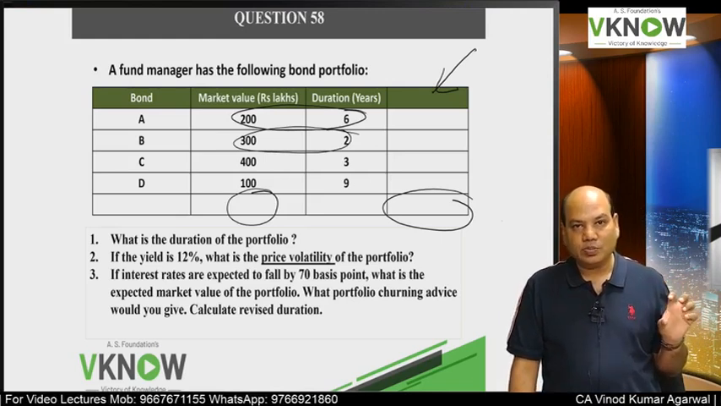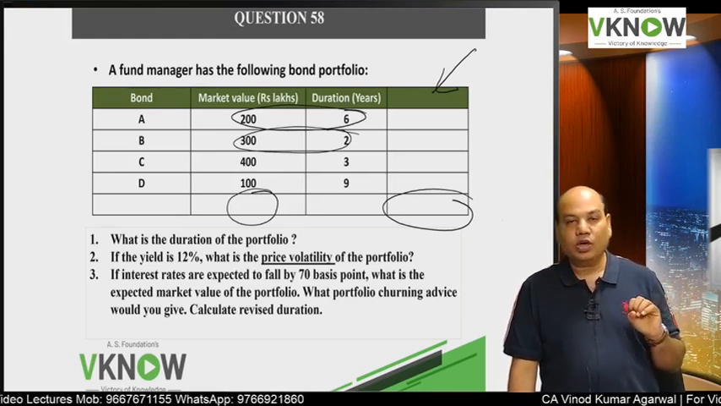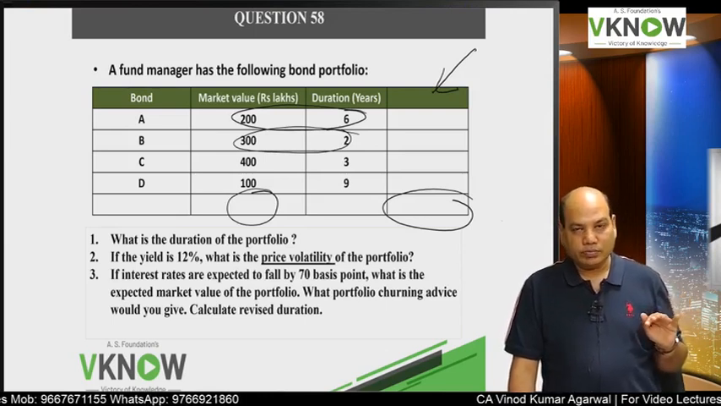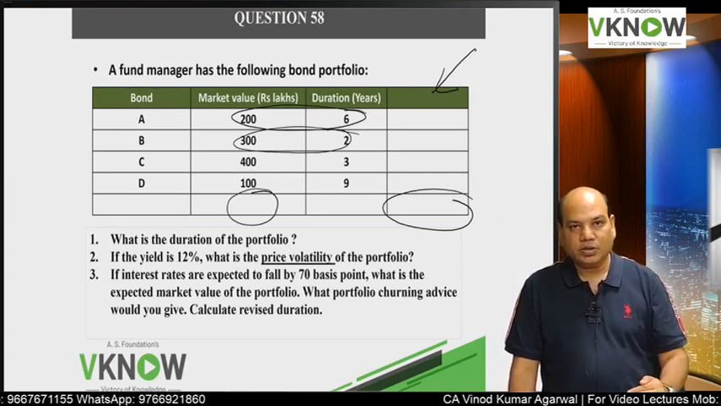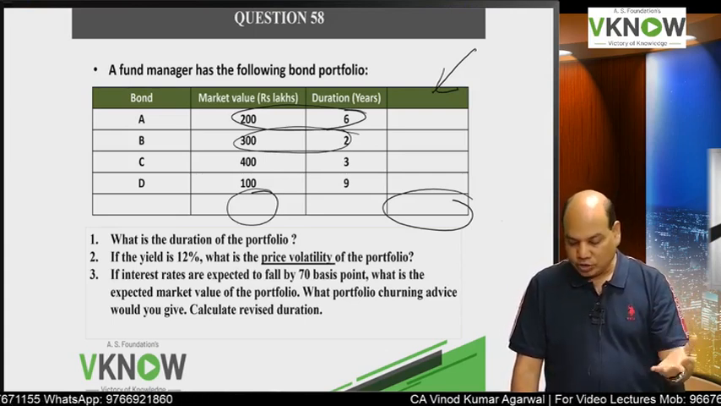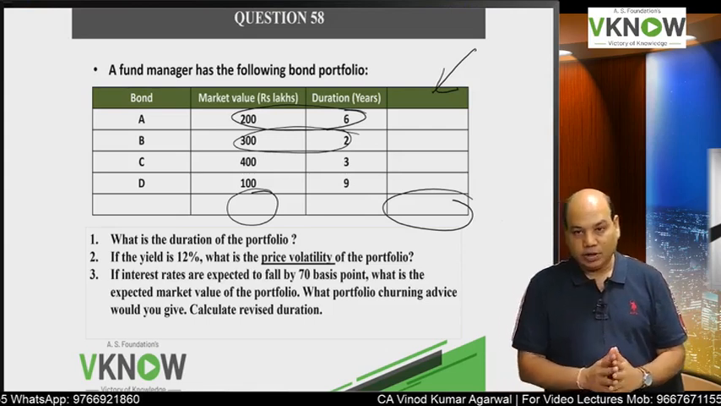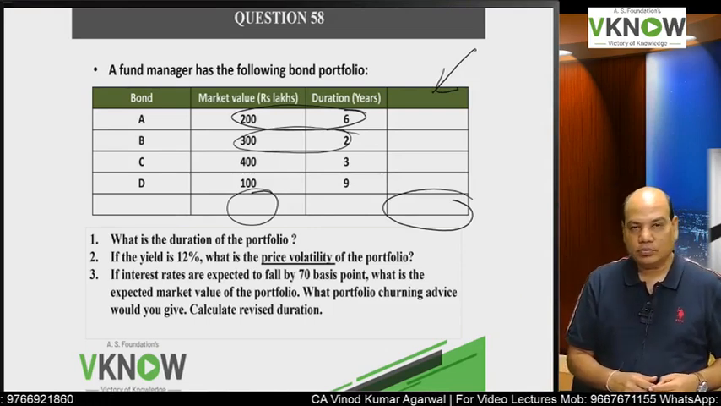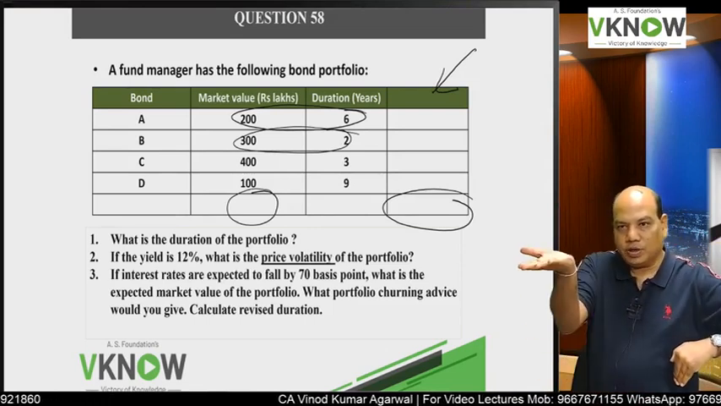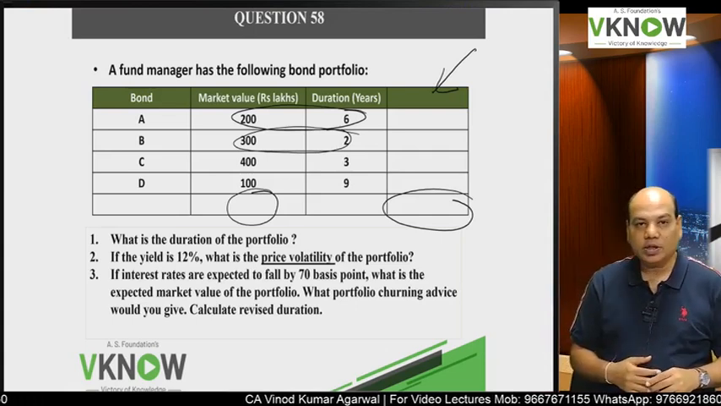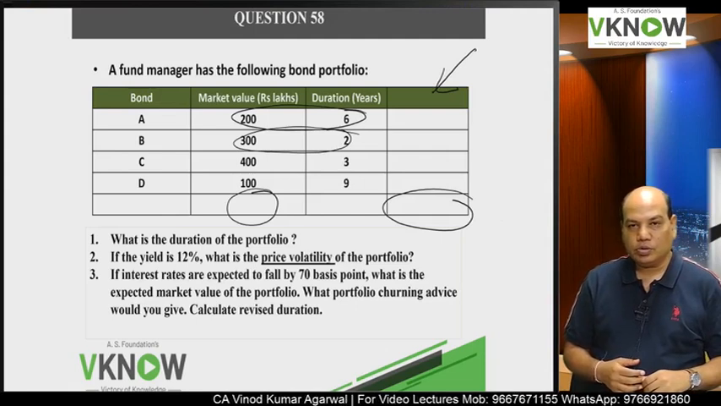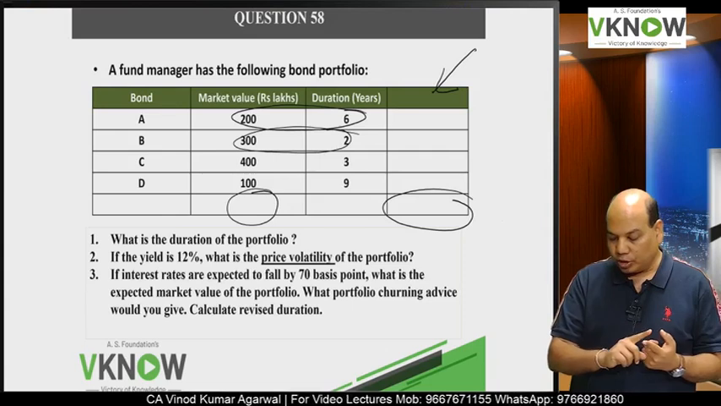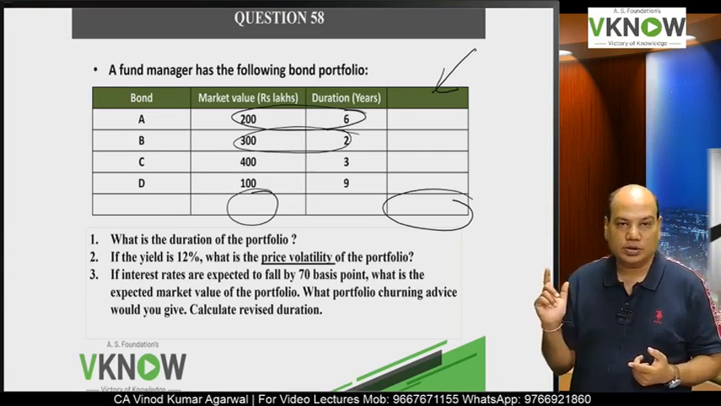If the yield is 12%, means YTM is 12%, what is the price volatility of the bond? You have to find modified duration. Duration divided by 1 plus YTM is modified duration, which is the volatility of the bond. And if the interest rates are expected to fall by 70 basis points, if interest rate will fall, bond price will rise. What is the expected market value of the portfolio? So portfolio value will increase to the extent of 0.7 into modified duration.